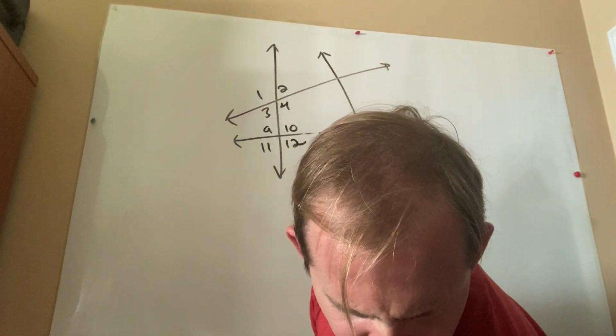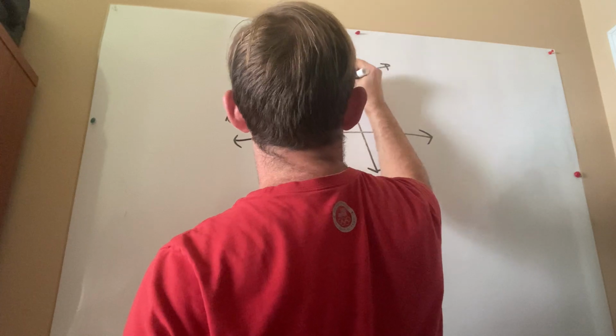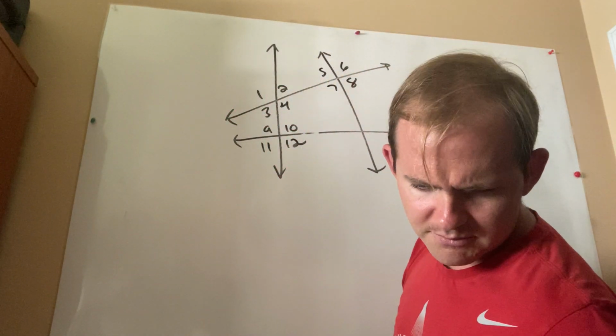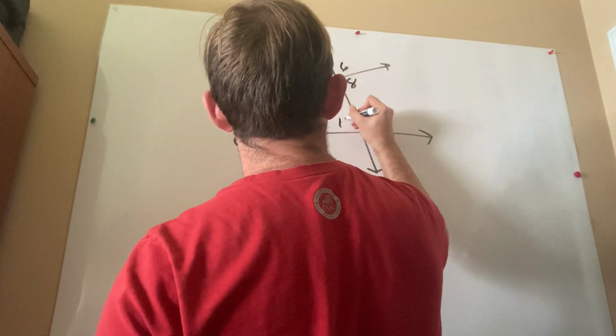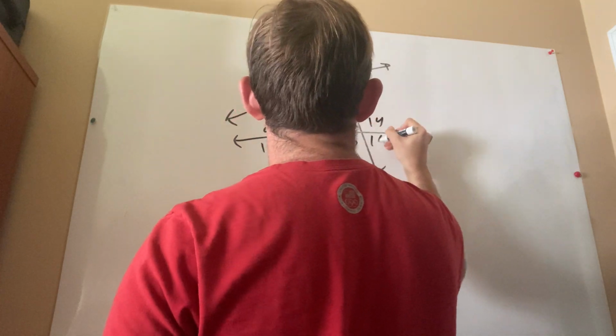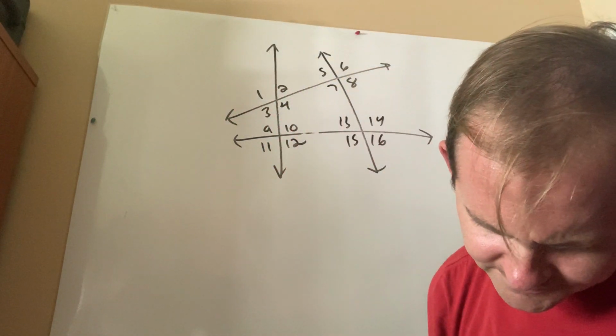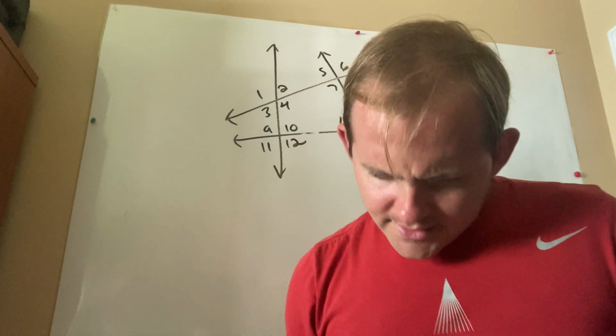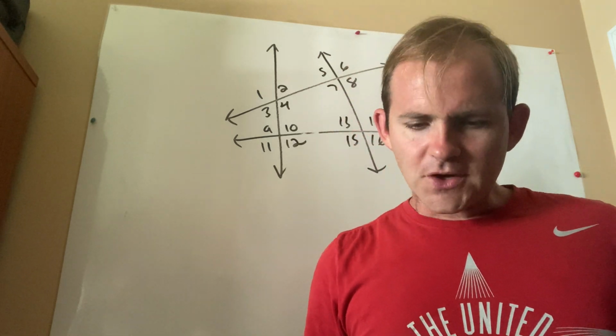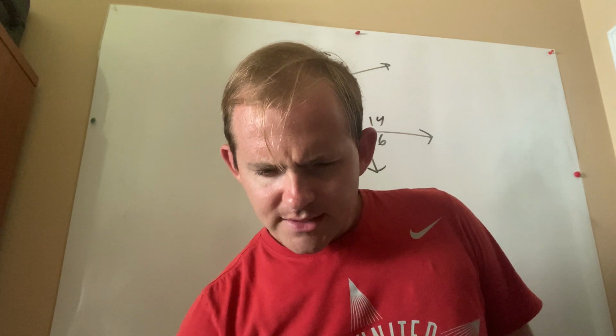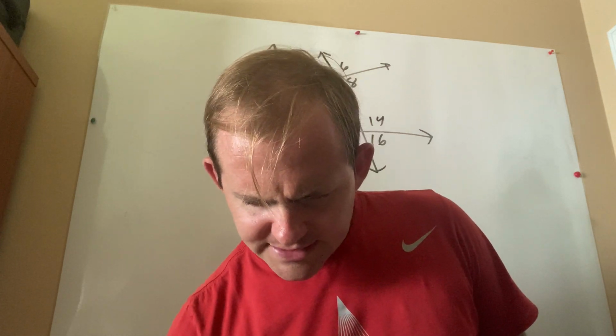Okay? 5, 6, 7, 8. Presumably, it would be 13, 14, 15, 16. Let me make sure I label these right. Okay. Yes, I did. Okay, cool. So let's take a look at these classifications, okay? This is example 4. Let's take a look at angles 5 and 13.